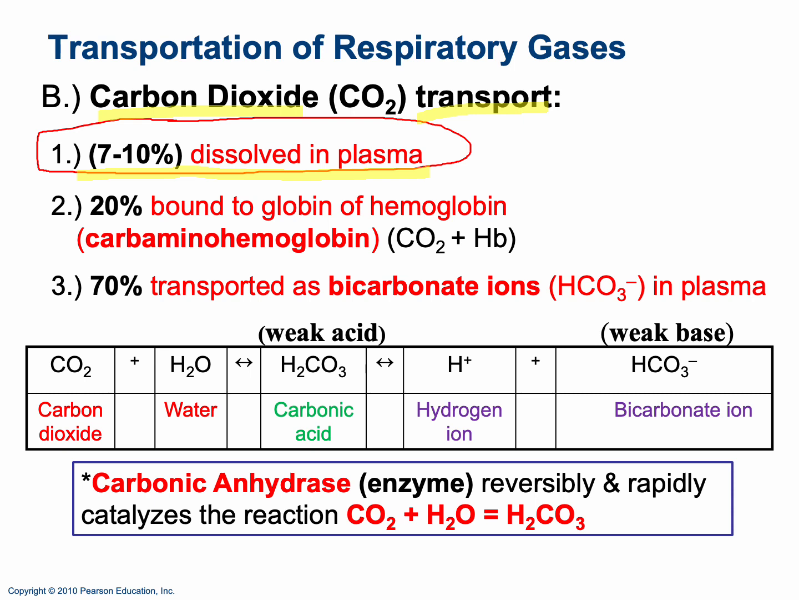Number two, 20% of carbon dioxide gas will be bonded to the globin portion of the hemoglobin. So when CO2 combines with hemoglobin, it's now defined as carbaminohemoglobin. So that's one method how CO2 is transported. 20% of CO2 will bind to hemoglobin, forming this relationship. So that's the second method here.